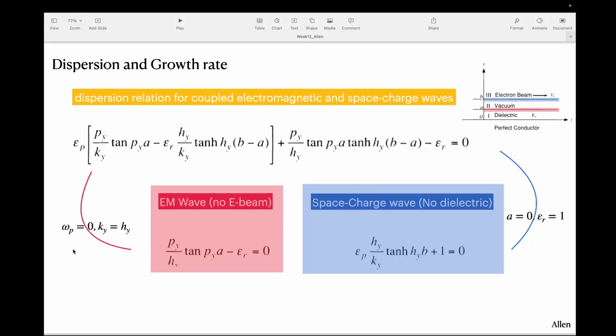So if we use some specific values, we can find just the EM wave without the coupling of the space charge wave, and also just the space charge wave with no dielectric layer inside here. So to consider no electron beam, of course the plasma frequency goes to 0, and with no dielectric, of course A is just equal to 0, which means there's no dielectric here, and epsilon r equals to 1.